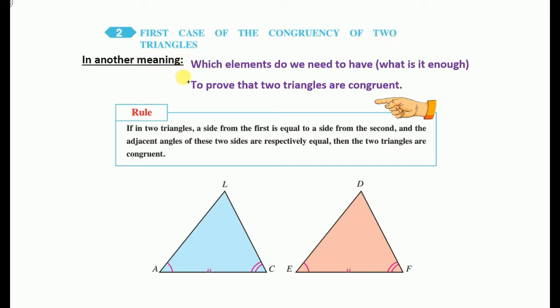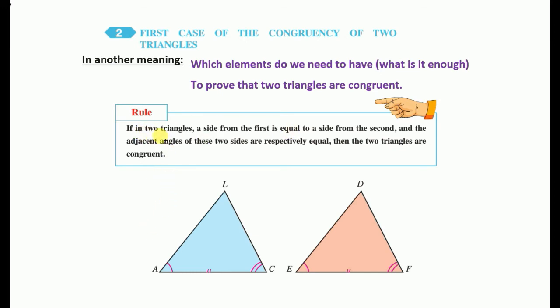In other words, we will learn which elements we need to have, what is enough to prove that two triangles are congruent. So as I said earlier, we don't have to prove that all the 6 elements are equal. Let's read the rule. If in two triangles a side from the first is equal to a side from the second triangle, and the adjacent angles of these two sides are respectively equal, then the two triangles are congruent.